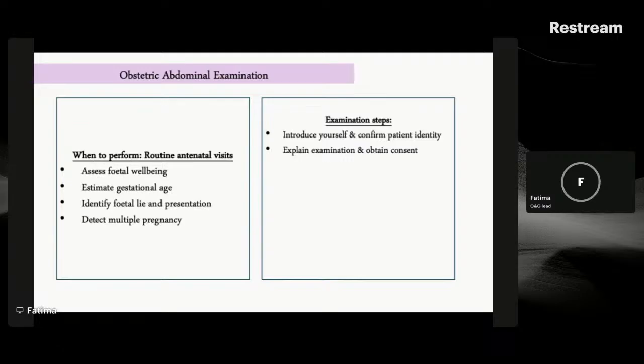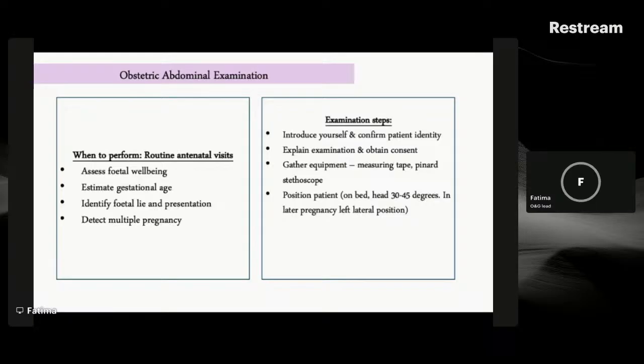And you're getting consent. You're then gathering your equipment, which includes a measuring tape and a stethoscope, and more likely now they use Doppler. And then you put the patient in the correct position on the bed. Their head should be 30 to 45 degrees up. In late pregnancies, you ask them to go onto their left lateral position, okay? And this is to avoid compression of the abdominal aorta and the inferior vena cava by the gravid uterus.